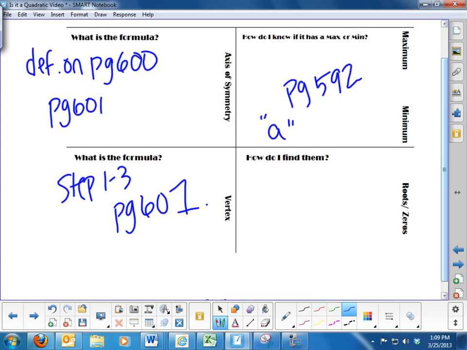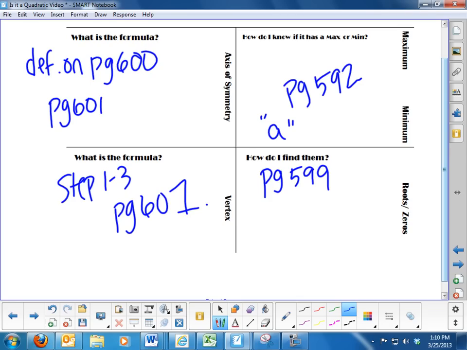The second box here says, how do you find the roots and the zeros? The roots and zeros of a function are found on page 599. There's a definition of a zero of a function towards the top of the page. Write that definition down. And then I want you to draw example 1 in this box here.